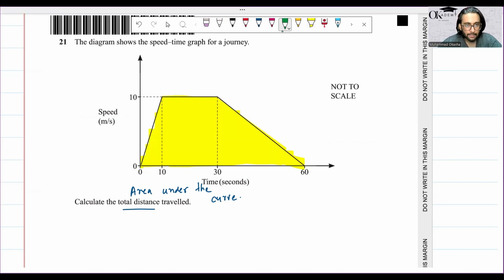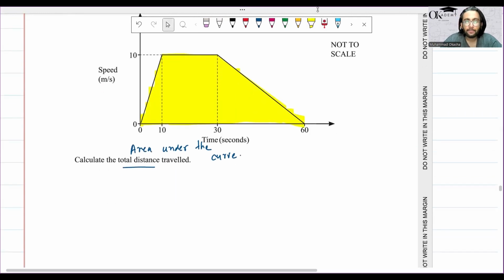There are two ways of doing this. One way is, this looks like a trapezium. It's a trapezium in the way that it has two parallel sides. You can work out the area by using the formula for a trapezium, which would get you done in a single go.